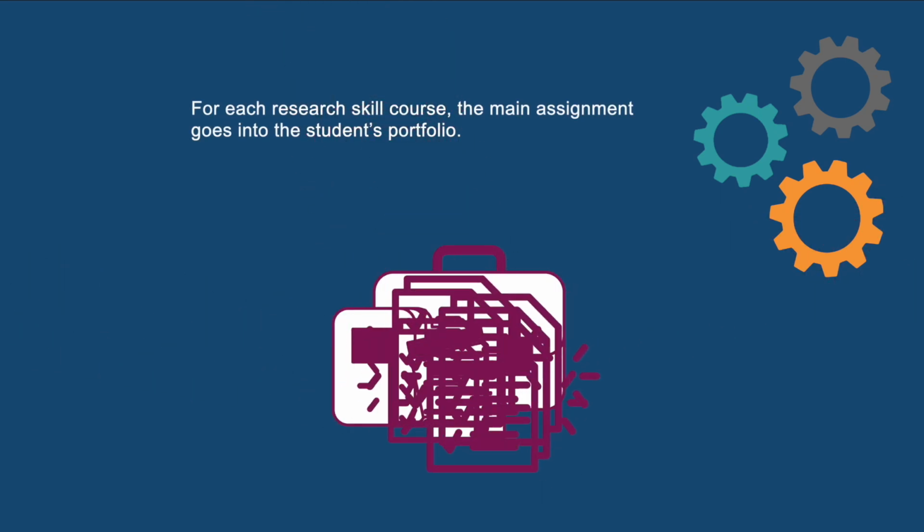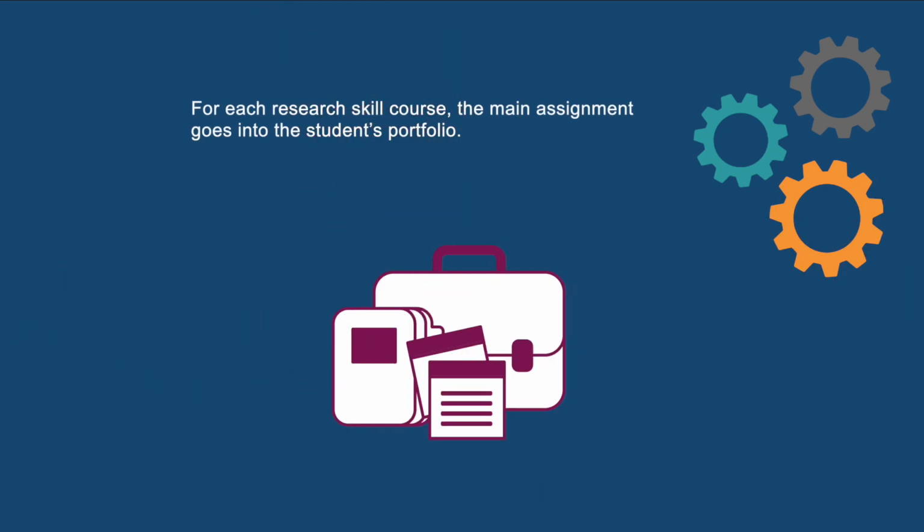For each research skill course, the main assignment goes into the student's portfolio. At the end of the program, students obtain their final credit by presenting and reflecting on the portfolio they have built throughout the year. They submit a problem analysis on a given case, which is an assessment of its dimensions and stakeholders, and a proposal on how to further study and address the problem with the skills and knowledge they have acquired. They also submit a paper in which they reflect on their learning trajectory.